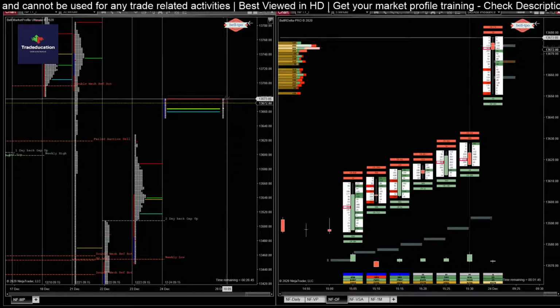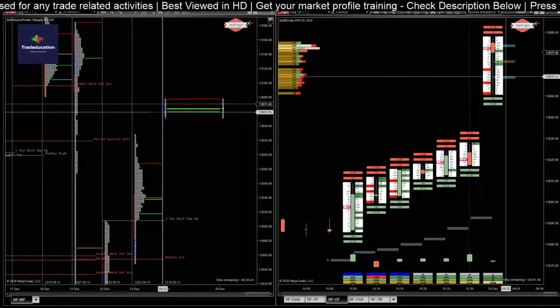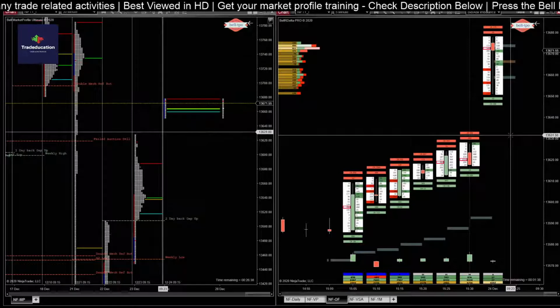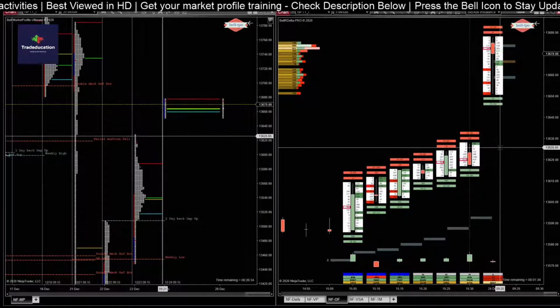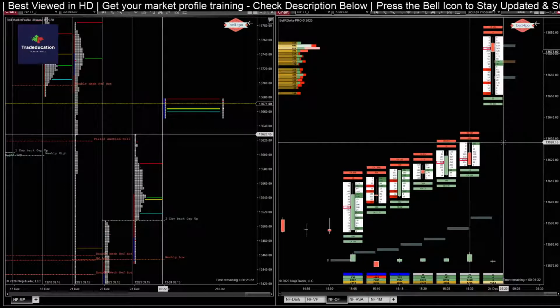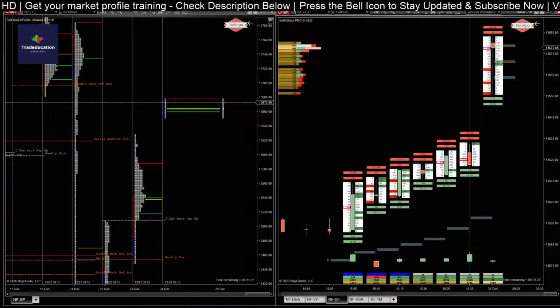I'm waiting for, first of all, the high to get tagged, and then see continuation to the downside. Tag, enter within yesterday's range, see whether buyers are coming in. If they are strong enough, that is when I'll be seeing an opportunity for taking a long trade.